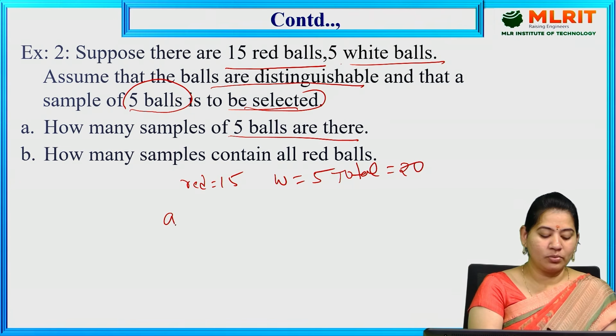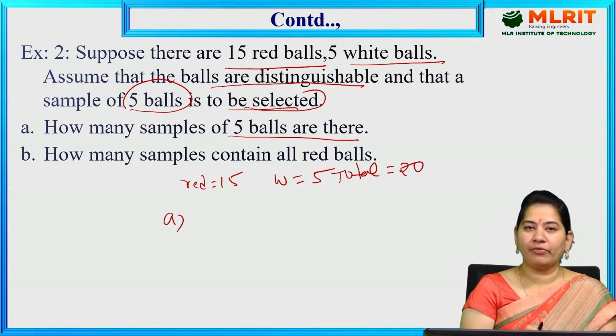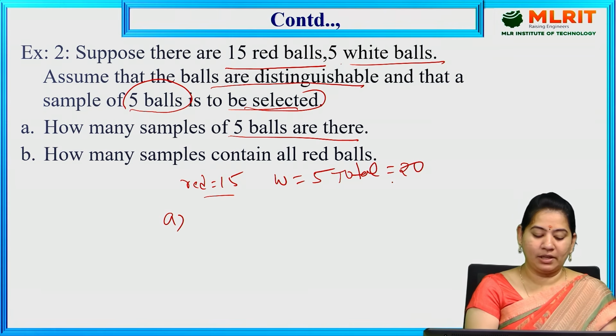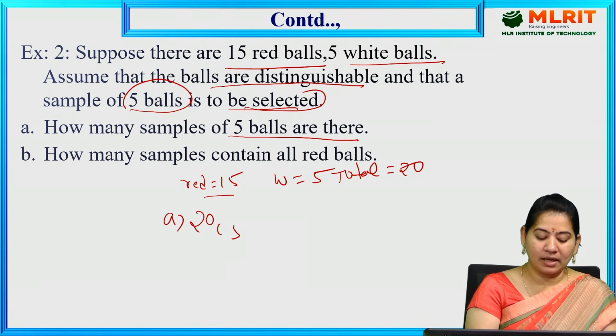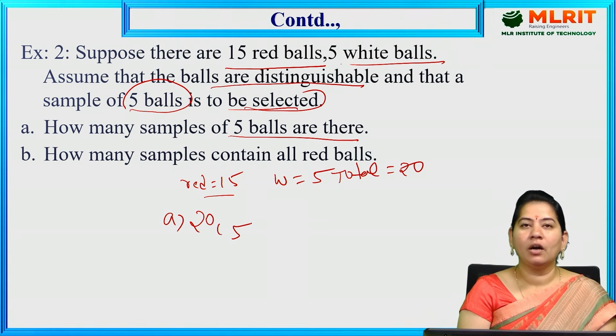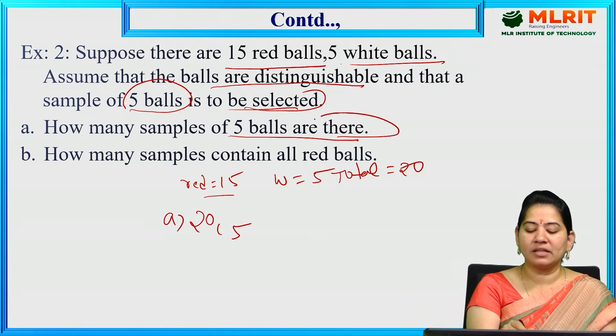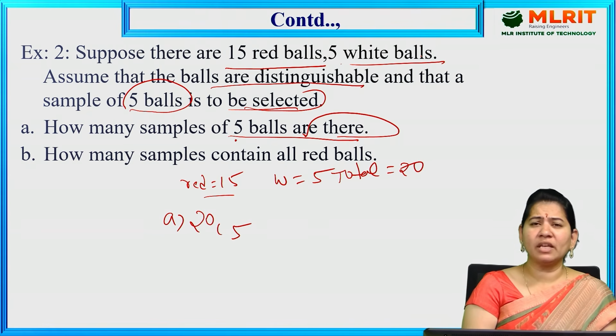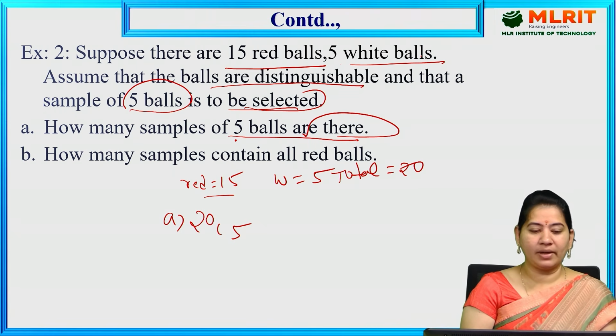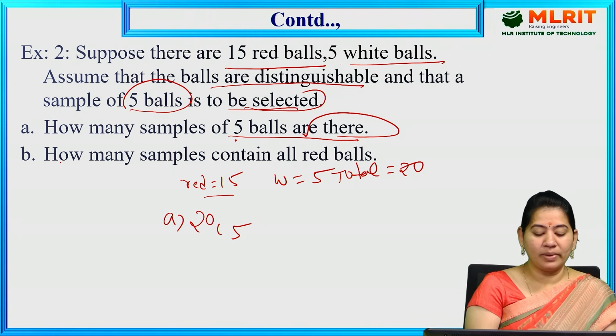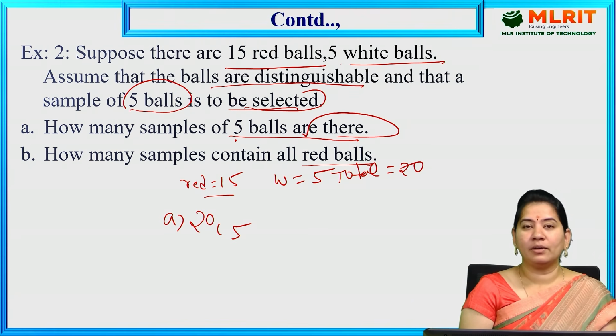For the first one, obviously you have to select 5 balls from all the balls. From all the balls means total 20. So 20C5 is the answer for the first bit, part A: how many samples of 5 balls. They did not give any restriction that you have to select these 5 balls from only red balls or only white balls, so we can consider all the balls as total and take it as 20C5 here.